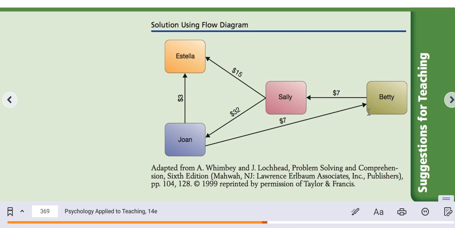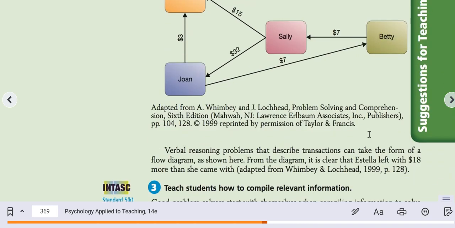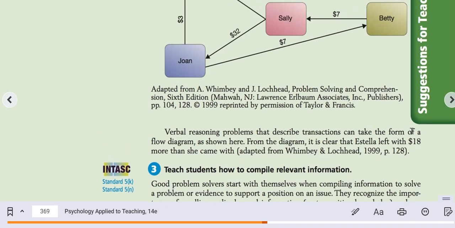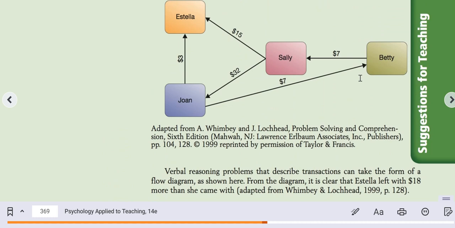Well, here's a flow chart that shows the relationships. Verbal reasoning problems that describe transactions can take the form of a flow diagram, as shown here. From the diagram, it is clear that Estella left with $18 more than she came with, even though Joan left with more overall, I think. Yes.